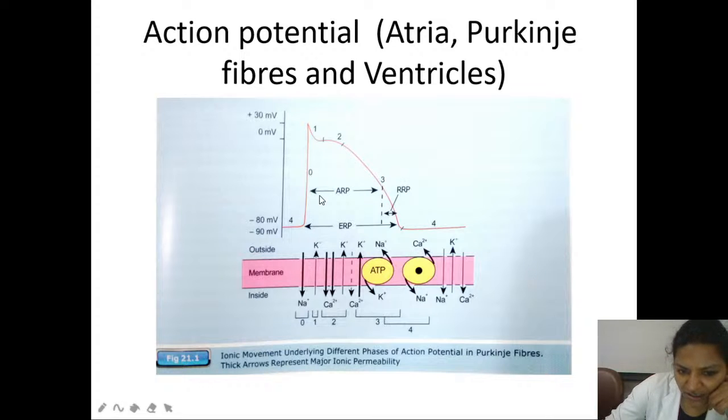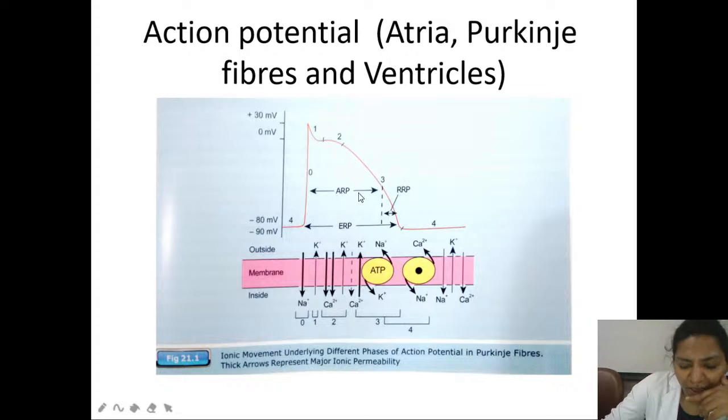Here the sodium channels are open in phase 0. In phase 1 they are inactivated, right? And in phase 3 they are what? Closed. So in order to open sodium channels, they have to be in the closed state, right? Now why do we need to open the sodium channels? We need to open the sodium channels for the next action potential, right?